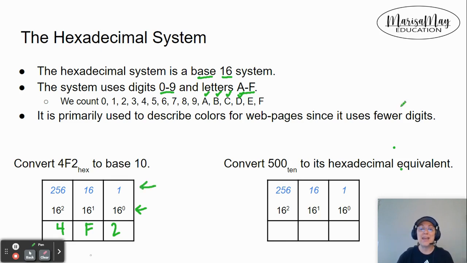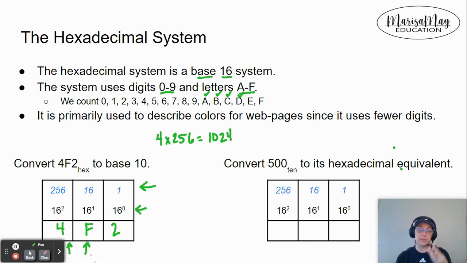In the blue, I went ahead and converted that to a base 10 number. So 16 to the 0 is 1. 16 to the first is 16. 16 to the second is 256. Okay? So when we pull these out, we're going to have 4 groups of 256. So 4 groups of 256. That is 1,024.